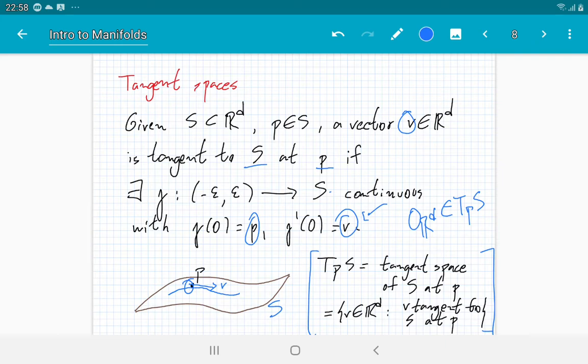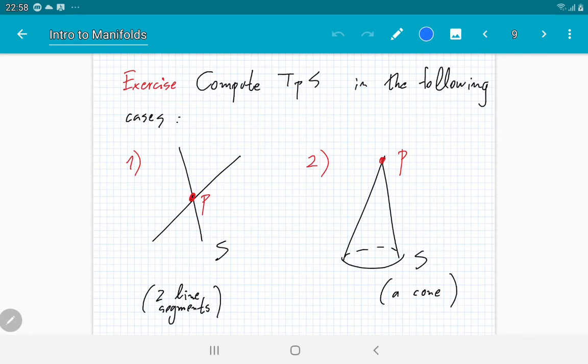Okay? So the tangent space is never empty, but it can be a very funny set. If you talked about manifolds before, now you consider these guys, which are not manifolds. This is a union of two line segments, this is a cone. You can check that the tangent space at P here is just a union of two lines. So T_P S is the union of these two lines.